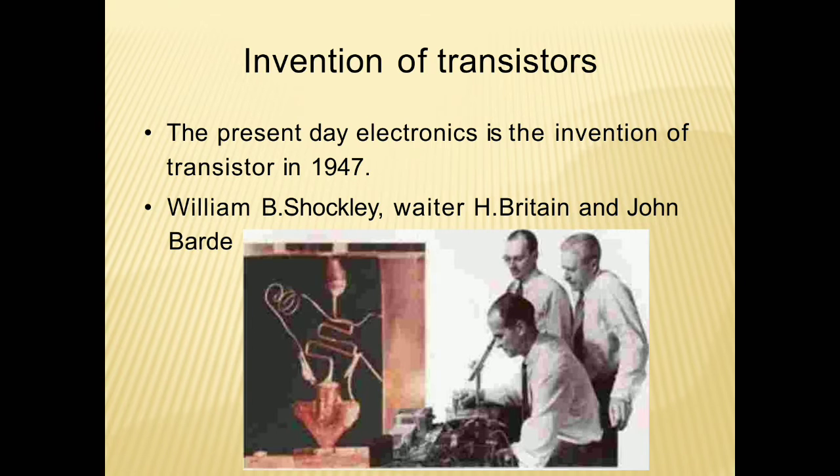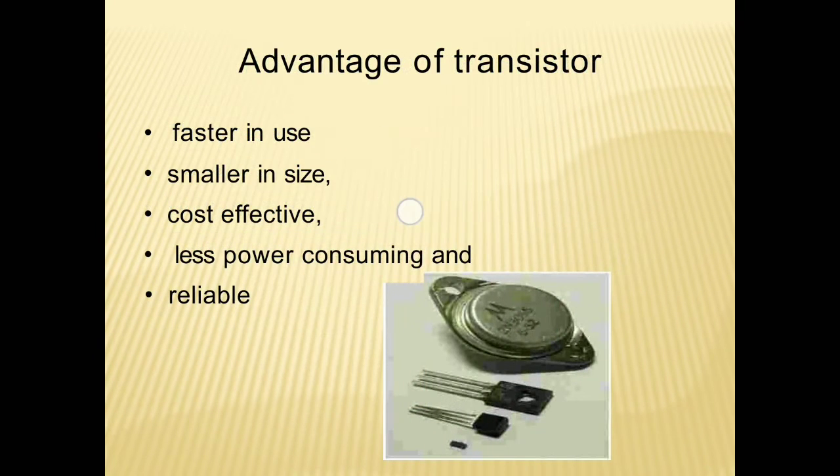Present day electronics began with the invention of the transistor in 1947. William Shockley, Walter Brattain and John Bardeen are the main inventors of the transistor. These are the advantages of the transistor: generally it is faster in use, smaller in size, cost effective, less power consuming and reliable.